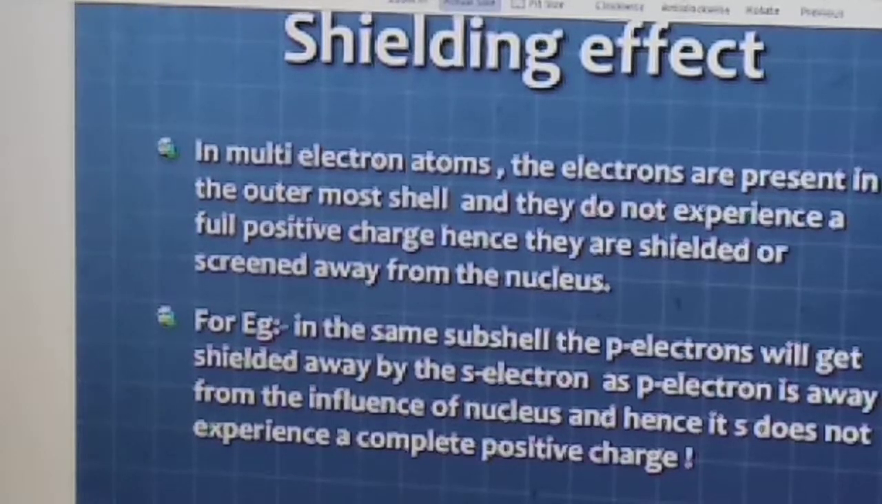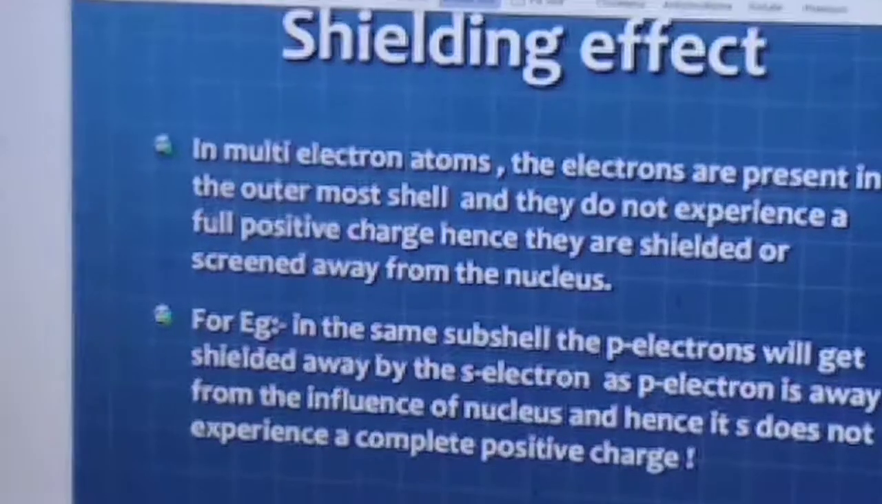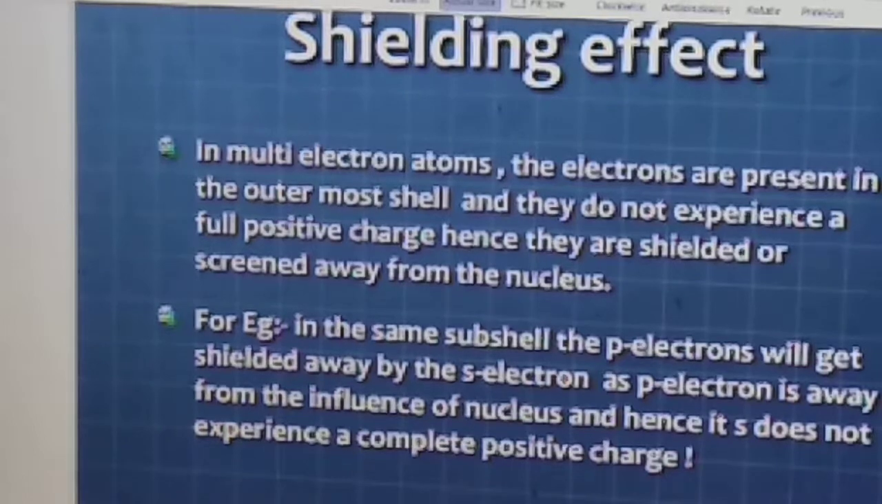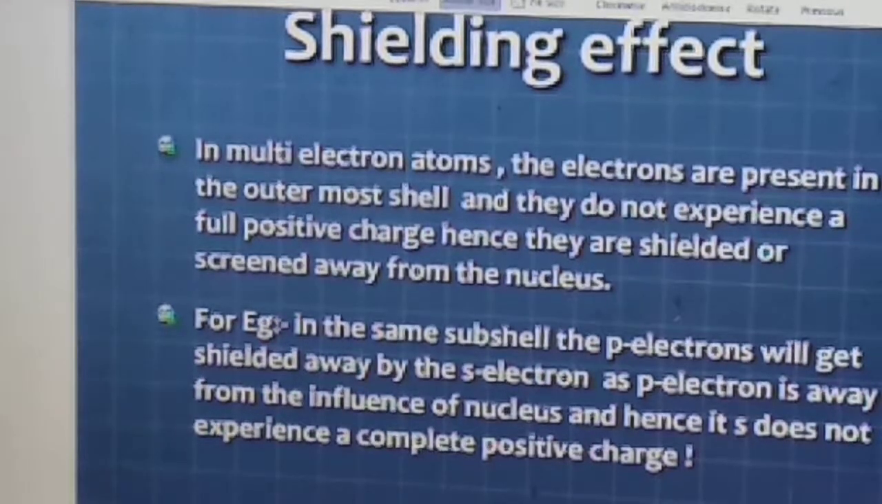For example, in the same subshell, the p electrons will get shielded away by the s electron. Why? Because the p electron is away from the influence of the nucleus and hence it does not experience a complete positive charge.